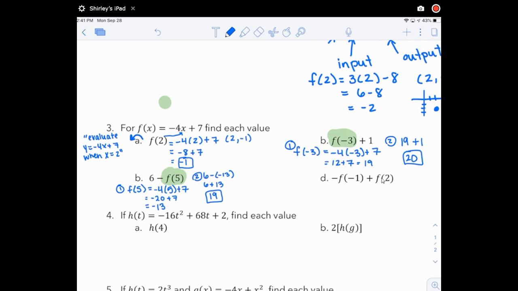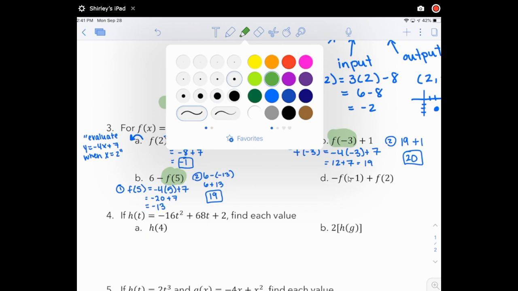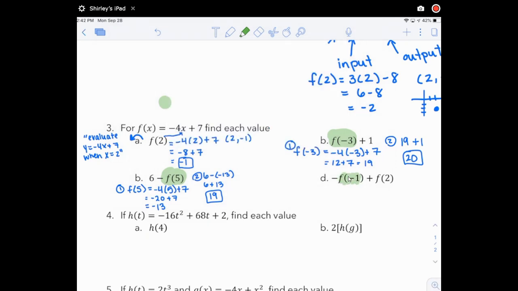Now to finish up with part D, I have a lot going on here. I have 2 function rules and I have a negative out front. But again, just go step by step. Our first step here is to evaluate my function rules. So the first thing I'm going to do is calculate, well, what is f at negative 1? Not worrying about anything out front, not worrying about everything out back. I just want to figure out what f at negative 1 is. So that's going to be step 1. F at negative 1, again, just a fancy way to say, well, what is negative 4 times negative 1 plus 7? Negative 4 times negative 1 is 4, plus 7 is 11.